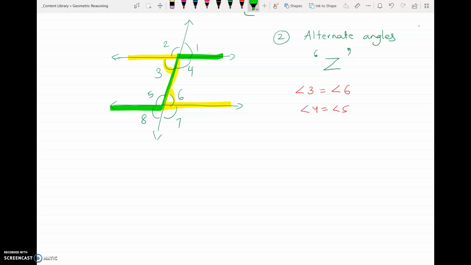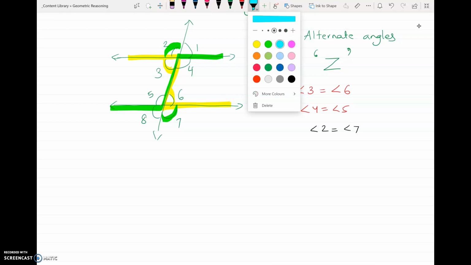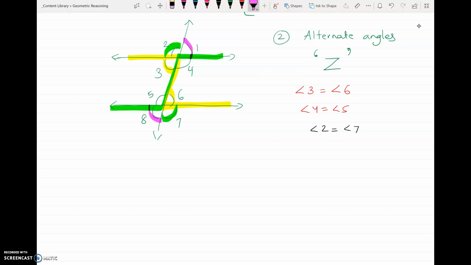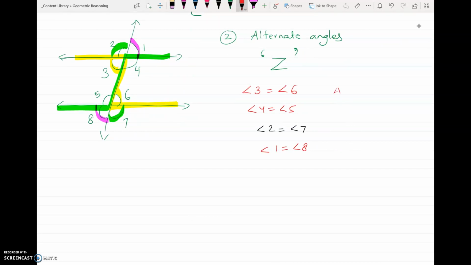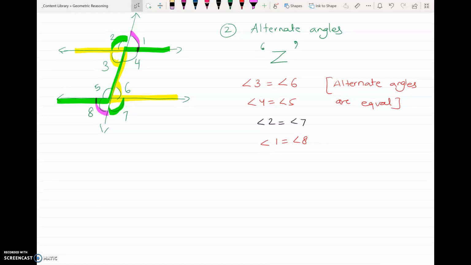Now the other angles that are alternate angles are these ones which are outside of the Z that we formed. That is angle 2 equals angle 7, and the last pair is angle 1 and angle 8, angle 1 equals angle 8, and they are all equal. So the property of parallel lines says that these alternate angles are equal. Again, I am not giving you the proof of this because we are reviewing the properties that we learned last year. So this is the second property of parallel lines.